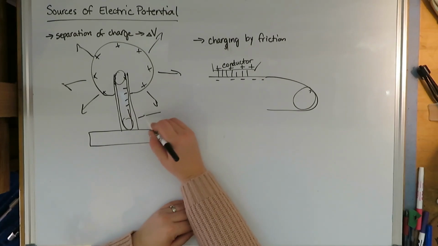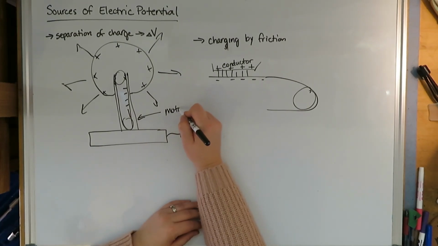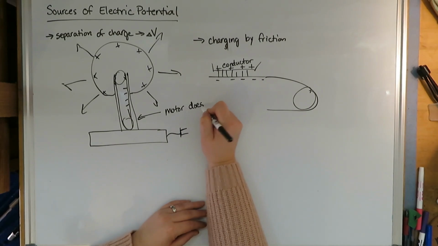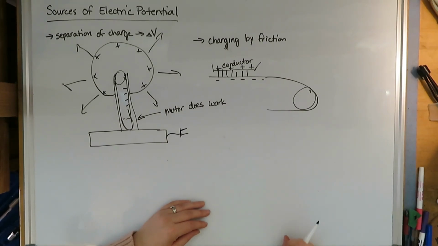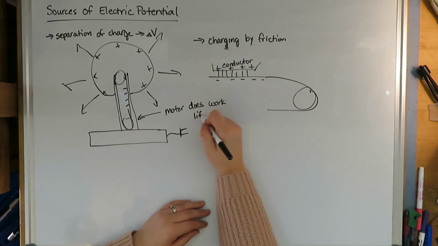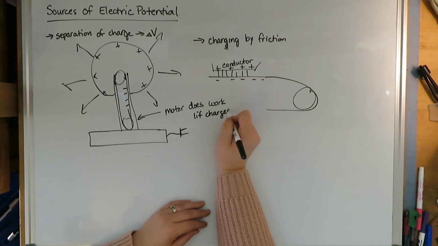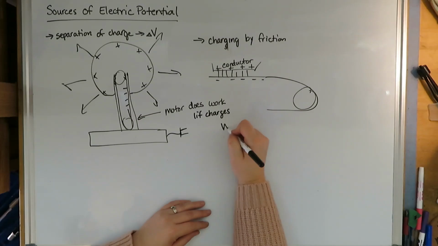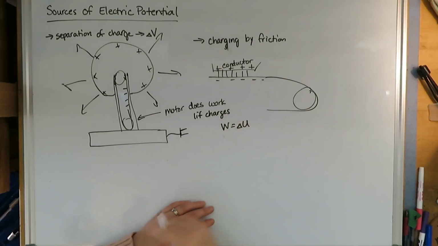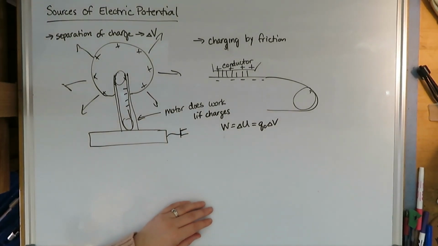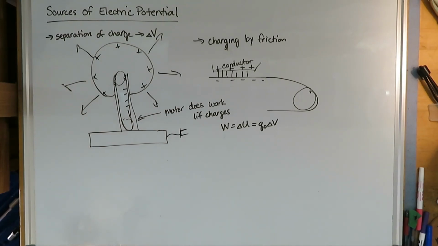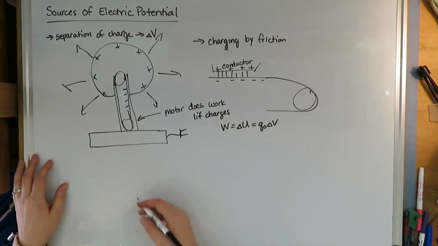Basically, the motor that runs the belts has to do work, and it does work to essentially lift the charges. If you think about work causing a change in potential energy, that change in potential energy is creating a potential difference, delta V. When we look at batteries, they also create a separation of charge.